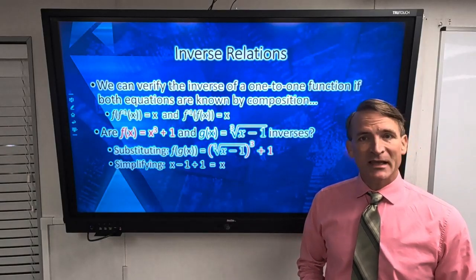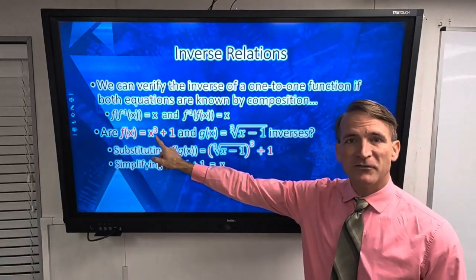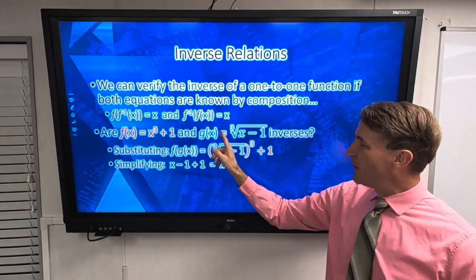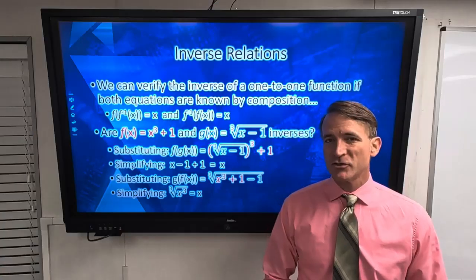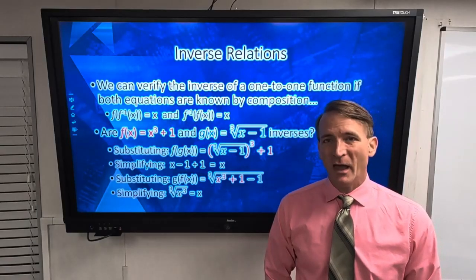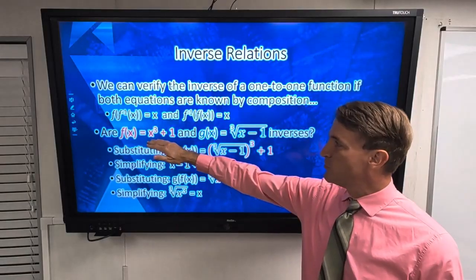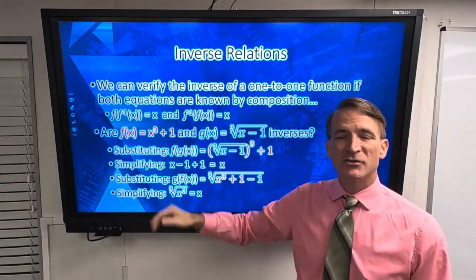But I have to do the second check. That means I need to take my g function and substitute in my f function for the x. So now I'm going to have the cube root of x cubed plus 1 minus 1. If I simplify this down, I get the cube root of x cubed. What is the cube root of x cubed? It is simply x. So in both cases, I have my compositions working out to where both of them give me a final value of x. So this means that the cube root of x minus 1 is the inverse function of x cubed plus 1.